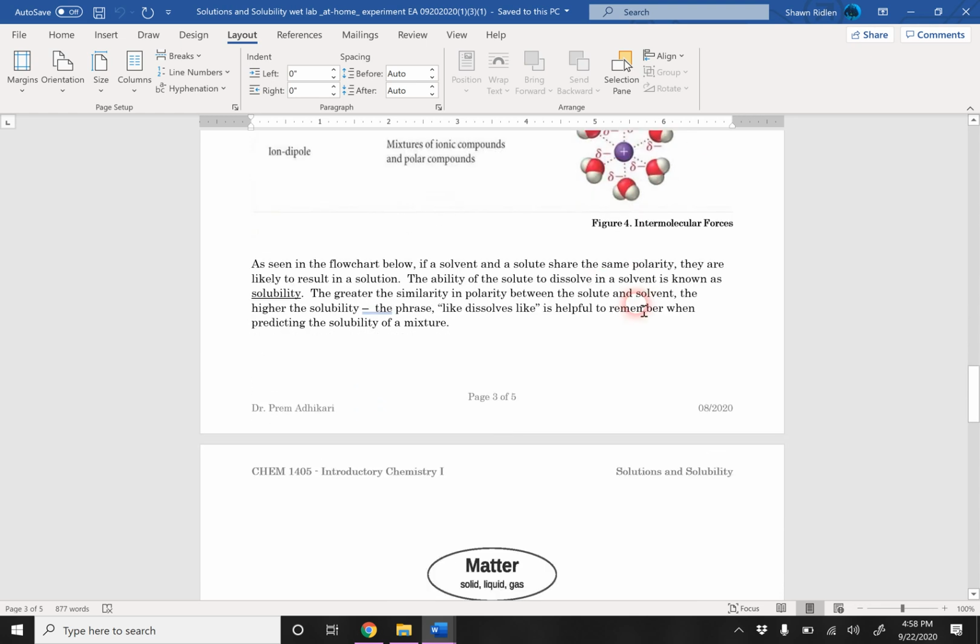Okay, so how do we know if something will dissolve or not? Solubility, this is what we're really talking about when we're talking about solutions, and we're asking, will something dissolve? Again, we're going to go with like dissolves like. So if I have a polar solvent, it's likely to dissolve a polar solute. If I have a nonpolar solvent, it's likely to dissolve a nonpolar solute.